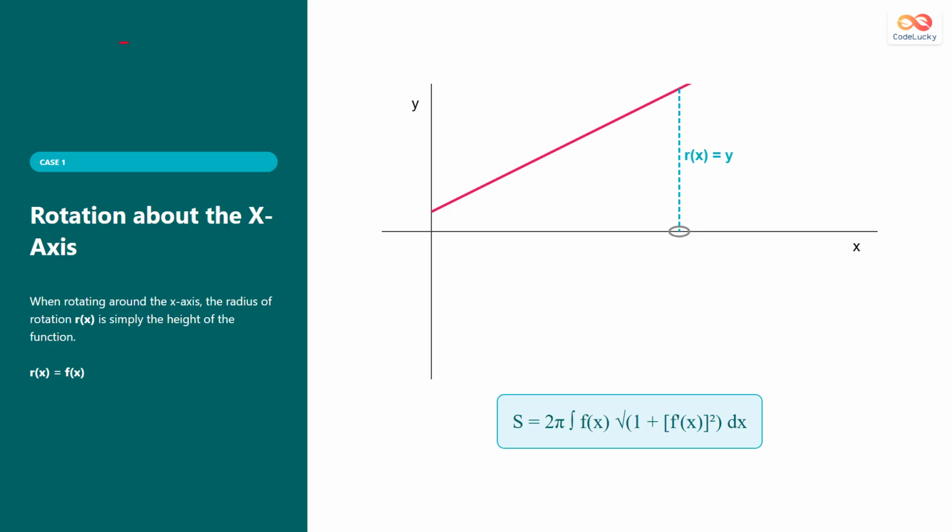Let's look at the most common specific case, rotating around the x-axis. Here, the radius of our rotating band is simply the height of the function itself. So, we replace r of x with f of x. The formula becomes the integral of 2 pi times f of x times the arc length root.